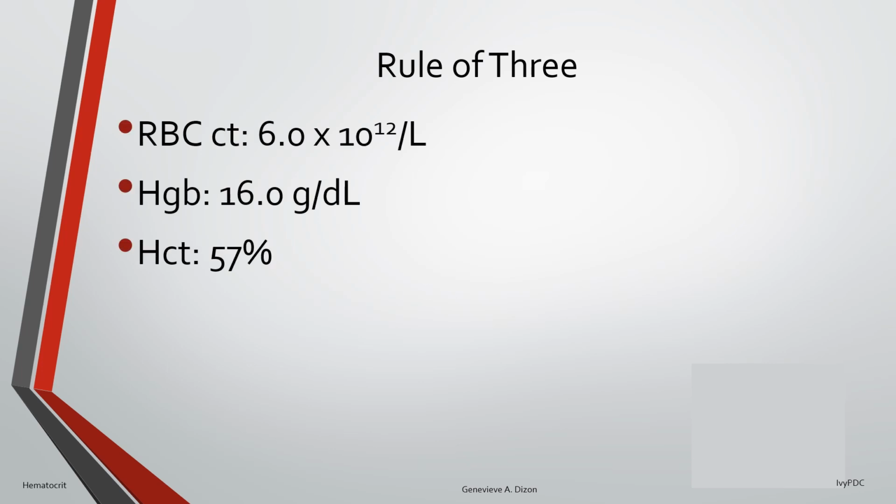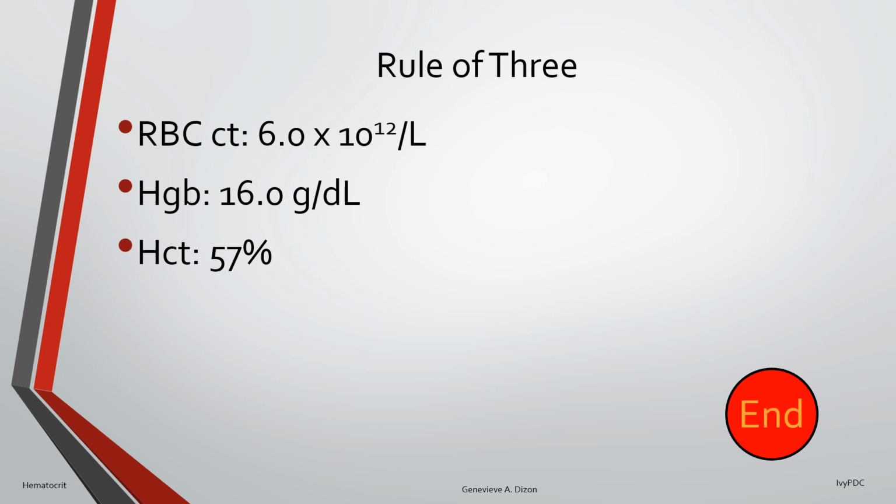Let's have another example. This is sample number 3 with the following results: red blood cell count of 6, hemoglobin of 16 grams per deciliter, and hematocrit of 57%. Using the rule of 3, I want you to find out if these results are acceptable or not acceptable. I will give you 15 seconds to find out. All right, so time is up.